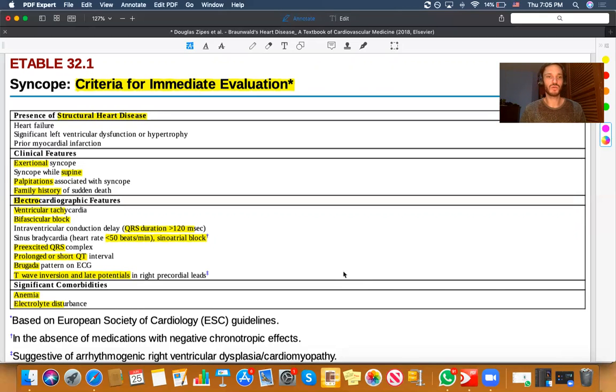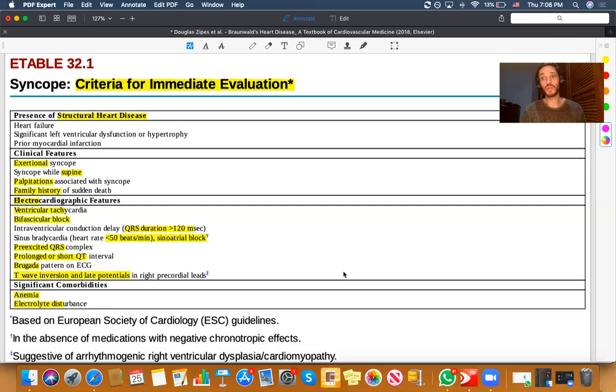Then we have the electrocardiographic features. Which electrocardiographic features? We have ventricular tachycardia, bifascicular block, QRS duration more than 120 milliseconds, or a complete bundle branch block, which would be, by definition, QRS more than 120. Then we have sinus bradycardia, less than 50 beats per minute, or sinoatrial block. Then we have pre-excited QRS, prolonged or short QT, Brugada pattern, T-wave inversion, and late potentials. Those would be electrocardiographic features which would make you evaluate this patient immediately. And significant comorbidities would be anemia and electrolyte disturbance.